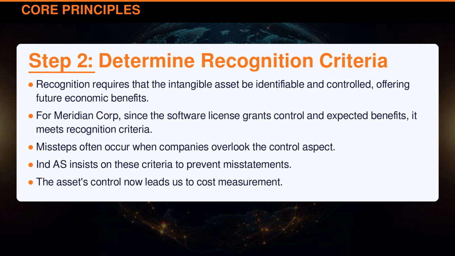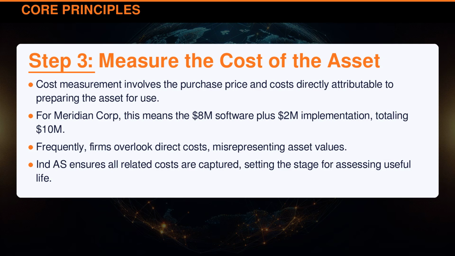The asset's control now leads us to cost measurement. Cost measurement involves the purchase price and costs directly attributable to preparing the asset for use. For Meridian Corporation, this means the $8 million software plus $2 million implementation, totaling $10 million. Frequently, firms overlook direct costs, misrepresenting asset values. Indian accounting standard ensures all related costs are captured, setting the stage for assessing useful life.